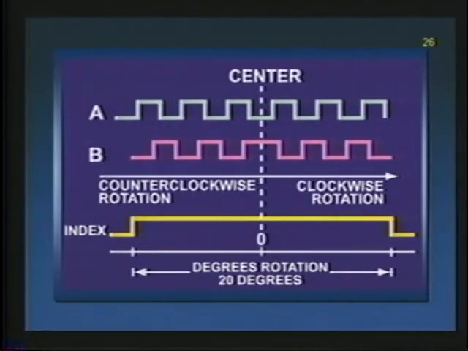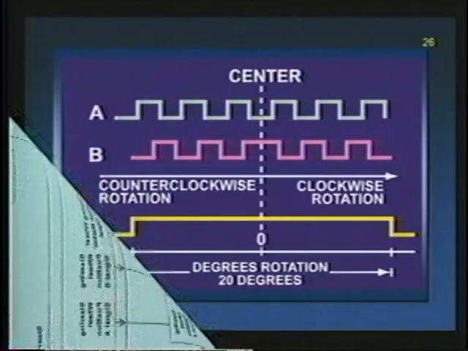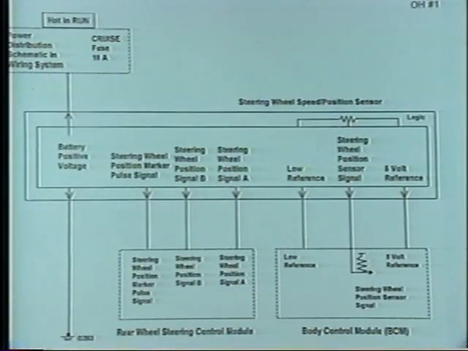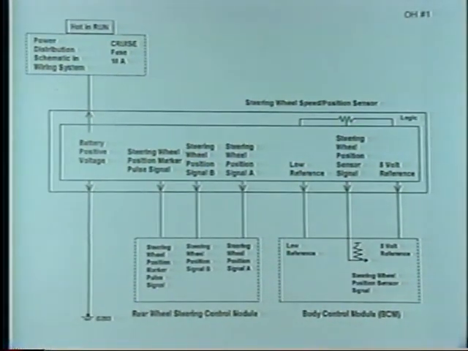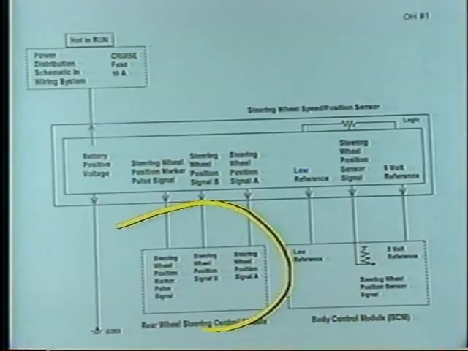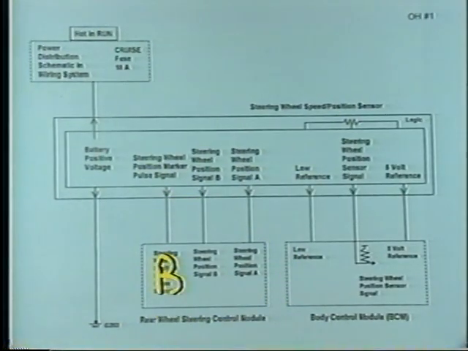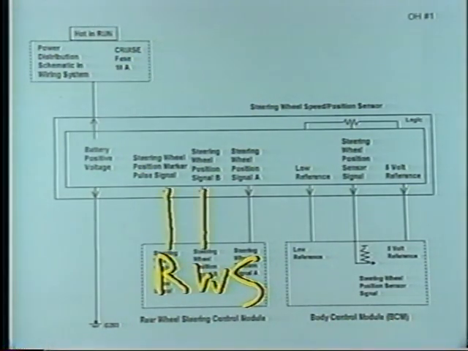All right, now we also want to take a look at a wiring diagram here, our overhead, and see what's going on with that. This shows you again that the rear wheel steering control module has all the inputs for the digital signals. All digital signals are coming in there. You can see all 3 signals coming in: the marker pulse, position A and position B, all reporting directly into the module.